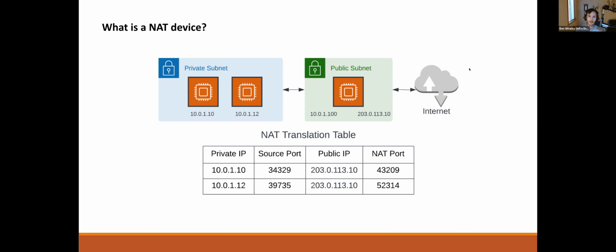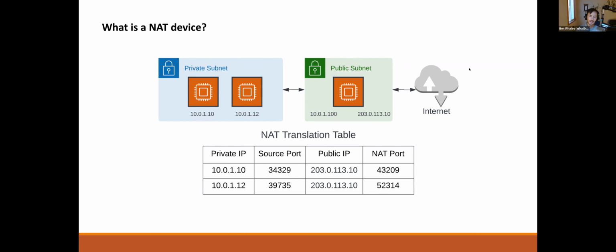So in the center, in the public subnet, we have this instance called a NAT device, and it sits on both networks. It sits on the private network. We can see that with the 10.0.1.100 address, and it sits on the internet with the 203 address. So it is a bridge between the networks. And when a private instance wants to communicate out to the internet, it sends traffic through a NAT instance.